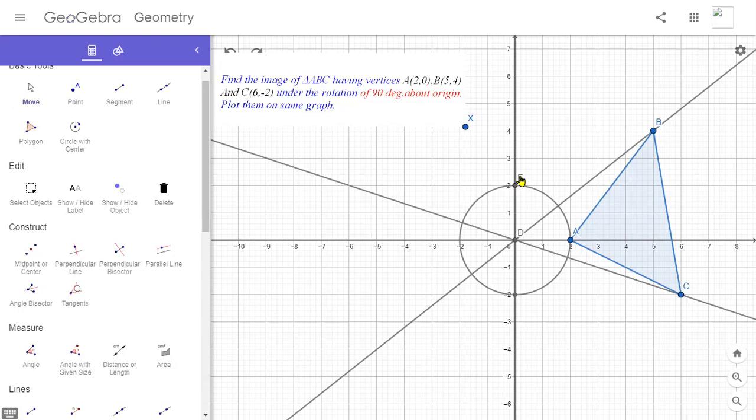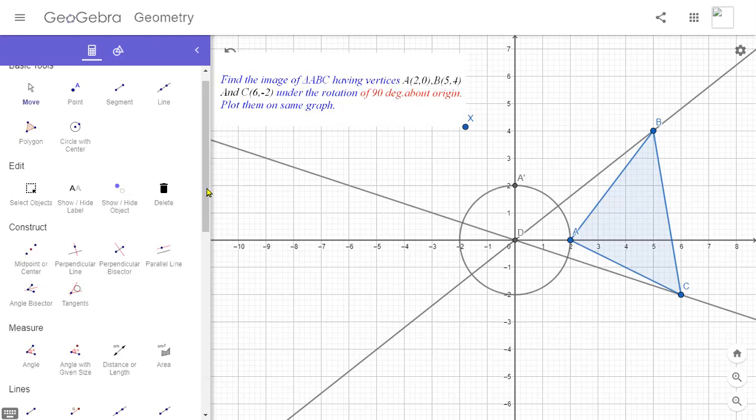Let me rename this point E. Let's rename it as A prime. Here, this point A prime is the image point of the vertex A. Similarly, we can find out the image points of the other vertices.